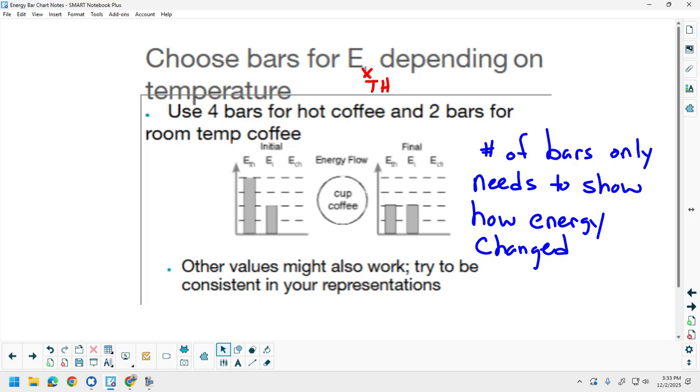Now, as I made a note here, the number of bars only needs to show how energy changed. I could have had 3 bars and gone down to 2. It's fine. We just need to show that the thermal energy decreased. So other values might also work, but you should try to be kind of consistent in your representations so that you get used to what they should look like.